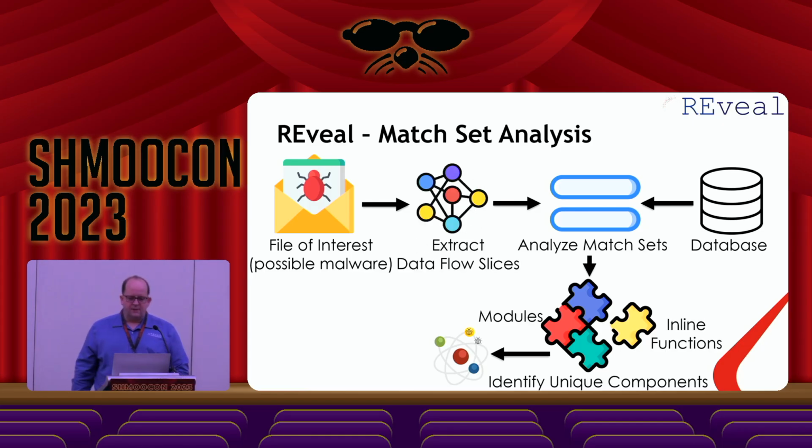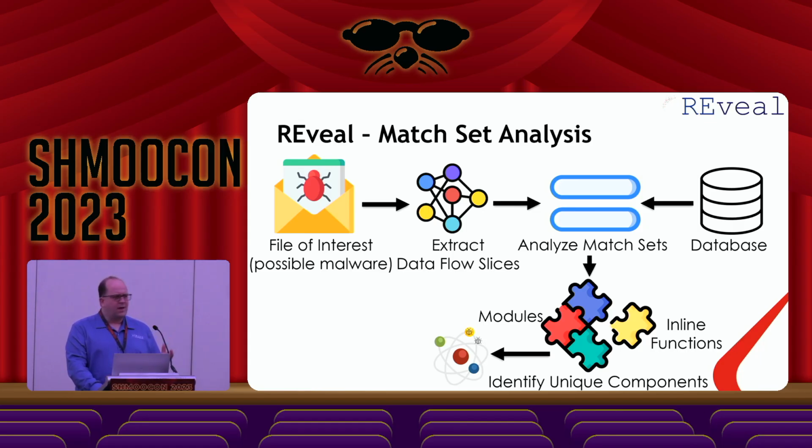With data flow slicing, actually, we're looking at pieces of functions. So we can identify potentially inline functions and modules. I'm not quite at this point yet, but this is an ambitious research project. And then we can identify all the unique components, because some of those unique modules are part of the malware.